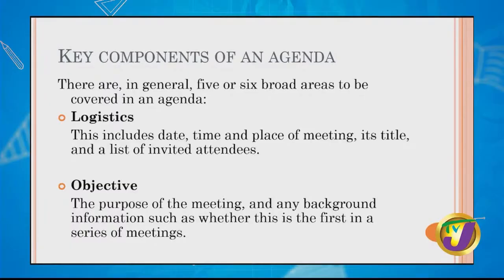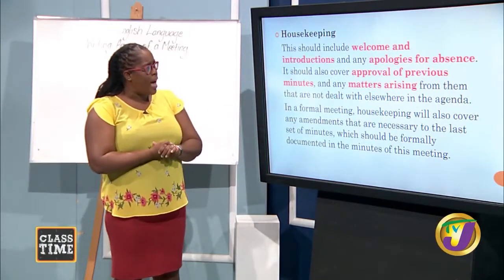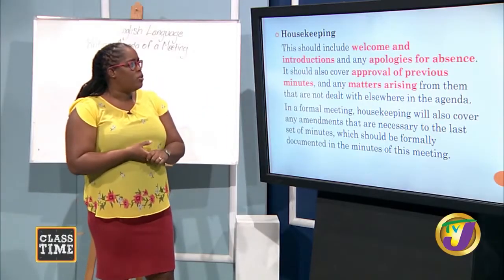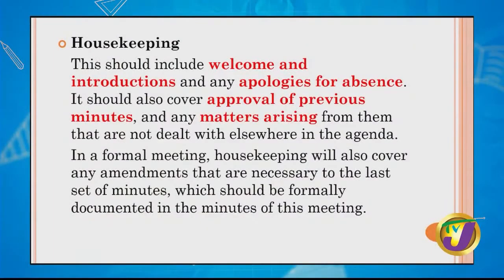It would be good for you to include that on the agenda. Housekeeping. Now, what do we put in housekeeping? Now, the important aspects of housekeeping are highlighted in red, right? So housekeeping should include welcome and introductions and any apologies for absence. Very important. It should also cover approval of previous minutes and matters arising. Very important. Matters arising from them that are not dealt with elsewhere in the agenda. In a formal meeting, housekeeping will also cover any amendments that are necessary to the last set of minutes, which should be formally documented in the minutes of this meeting.